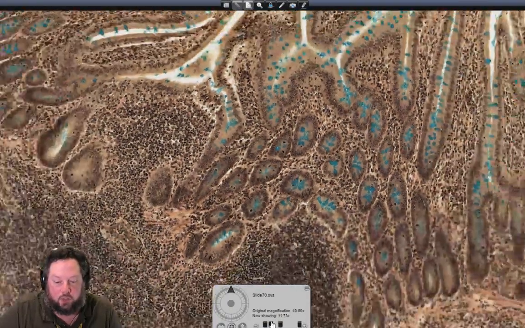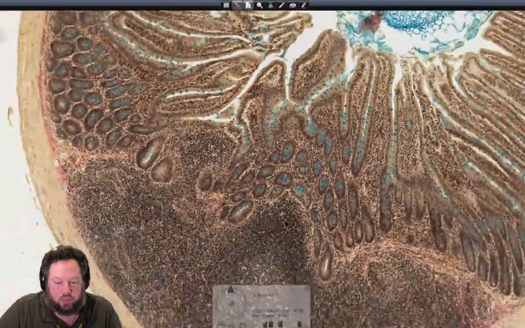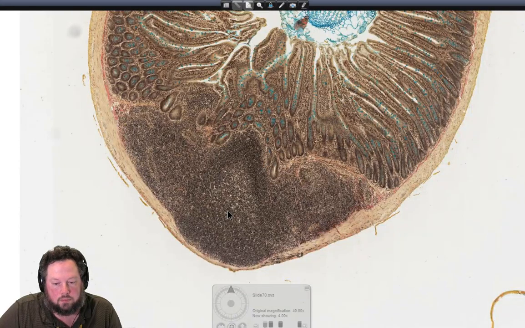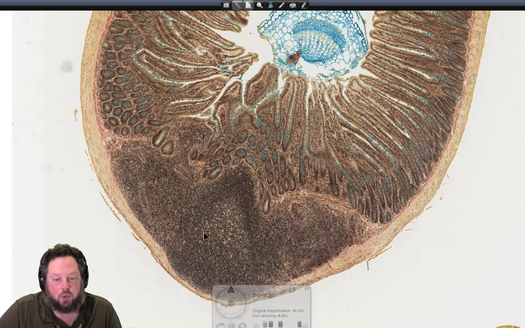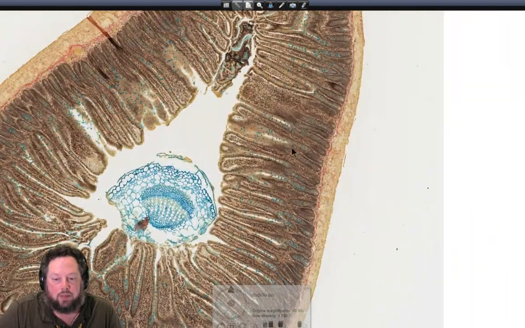This region here also has well-developed lymphoid tissue, so we've got MALT present here in that region as well.